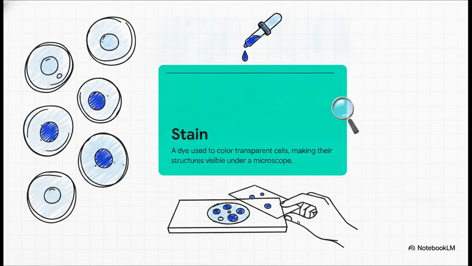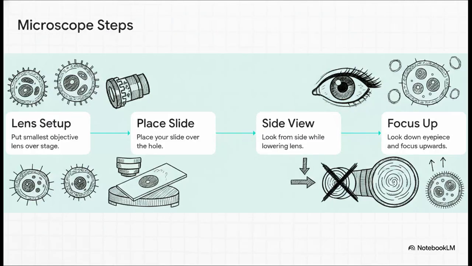Then, after adding the stain, you carefully lower a really delicate piece of glass called a cover slip right over the top to protect the sample. All right, now you're finally ready to look. Following these strict mechanical steps, make sure you bring those newly stained cells into sharp focus without accidentally breaking your delicate glass slide. You always want to start by clicking the smallest objective lens into place over the stage, because this gives you the widest field of view.